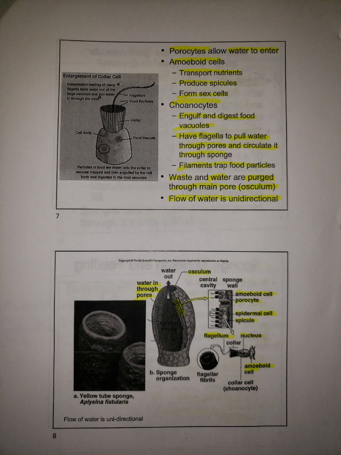And in figure B, you can see the sponge organization. Water goes in through the pores. Water goes out through the osculum. There's a central cavity. The sponge wall consists of the amoeboid cell, the porocytes, the epidermal cell, the spicules, the flagellum, nucleus, collar, flagellar fibrils, collar cell, choanocyte, and amoeboid cells.